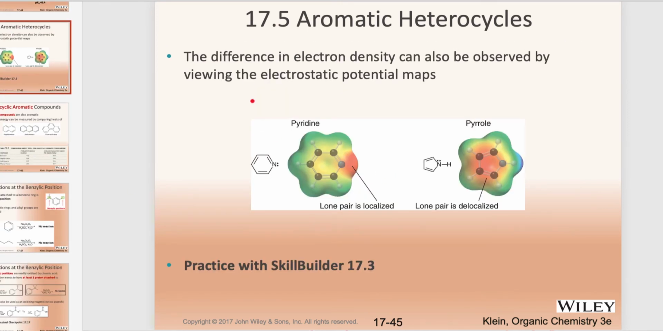We also see this expressed in an electrostatic potential map, which shows you the electron density. Electron density is associated with a yellowish-reddish color. We see that in pyridine, the lone pair is localized on the nitrogen. And in pyrrole, we don't see that localization because these electrons are necessary for aromaticity. They're both aromatic. But we don't see the localization of electron density as it is due to this extra electron pair that's available in the structure.